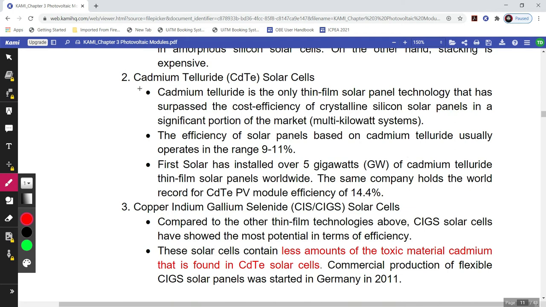Number 2 is cadmium telluride solar cell. Cadmium telluride is the only thin film solar panel technology that has surpassed the cost efficiency of crystalline silicon solar panels in a significant portion of the market for multi-kilowatt systems. So the efficiency of solar panels based on cadmium telluride usually operates in the range of 9 to 11%. The company First Solar has installed over 5 gigawatts of cadmium telluride thin film solar panels worldwide. The same company holds the world record of cadmium telluride PV module efficiency of 14.4%.